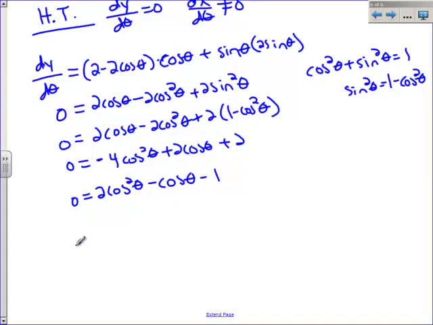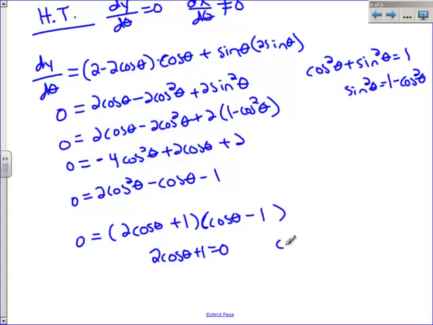All right, let's see if we can't factor that. Let's see, this will be 2 cosine theta and cosine theta. And then let's see, how about minus 1 and plus 1? Let's see if that works. 2 cosine squared minus 2 cosine theta. Yeah, there we go. So we set both of those equal to 0, and so we have the two equations. 2 cosine theta plus 1 equals 0, and cosine theta minus 1 equals 0.